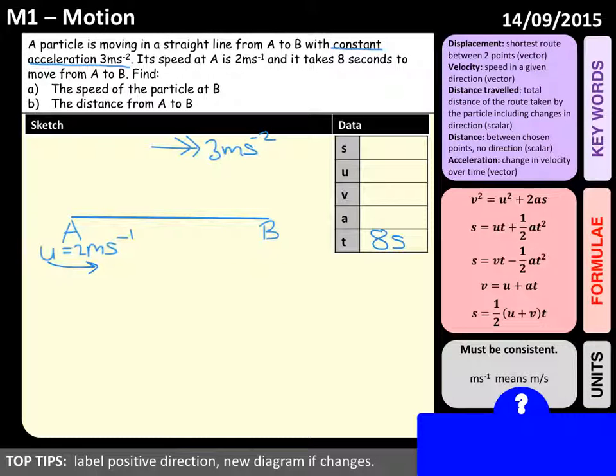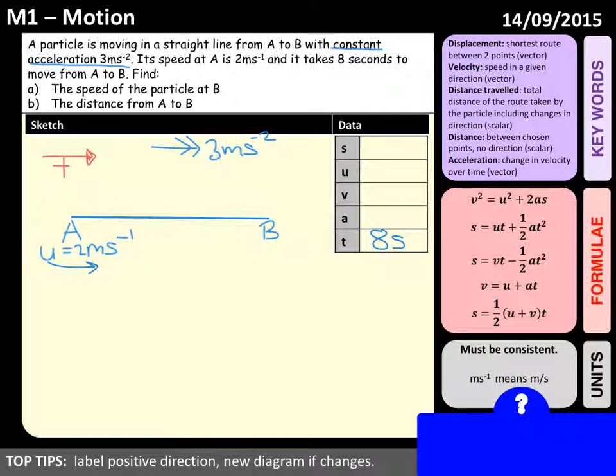Okay, because in kinematics and motion we're dealing with vectors, the first thing we need to do before finding our data is to define a positive direction. So I'm going to choose my positive direction to be going from left to right, as that's the same direction as the particle is travelling in, but you could choose the other way if you wish.